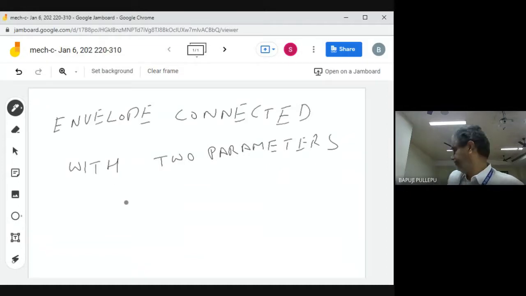Okay. Now you can see they may give, find the envelope of a straight line. While explaining the problem, I will tell you how to do it.